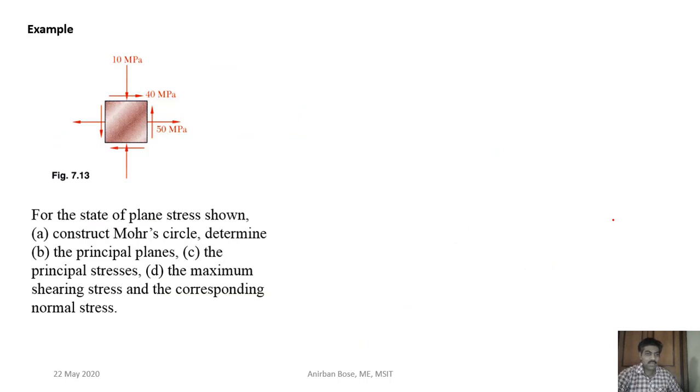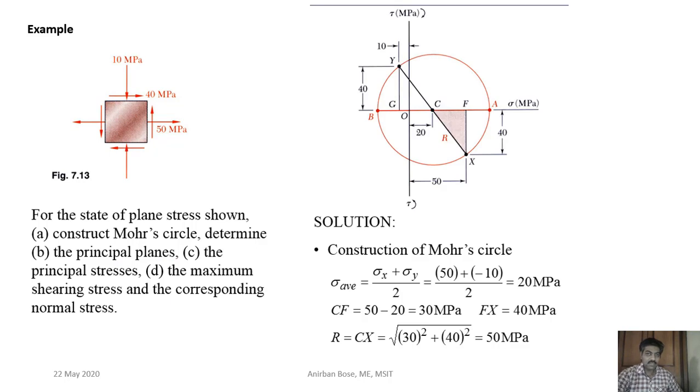Now this is the same example. Suppose the stress element is like this, then using the Mohr circle you find out the principal stresses, principal planes and maximum shear stress. So this is very simple. You know what you have to plot: it is 50, the normal stress sigma x, and this is 40, tau xy. So you plot 50 comma minus 40, that is sigma x comma minus tau xy.